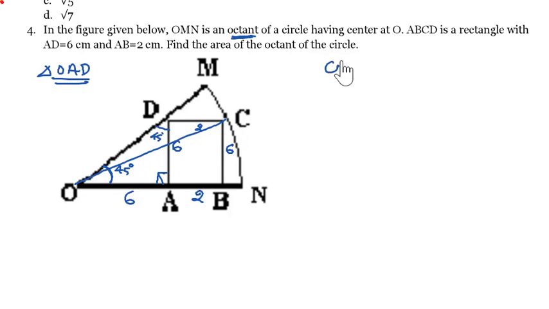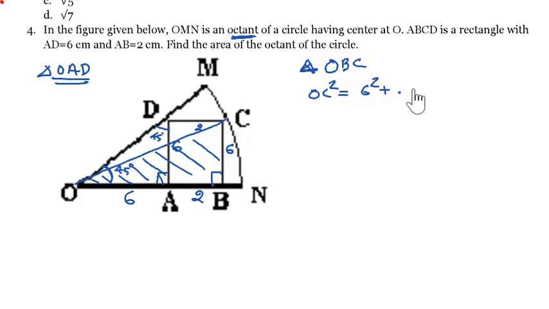So in triangle OBC, it's also a right angle triangle, right angle at B. Fine. So if you apply Pythagoras theorem in this triangle, your answer is done. So OC square will be 6 square plus 8 square, and we know that 6, 8, 10 are the triplets. So straight away the value of OC is how much? 10.